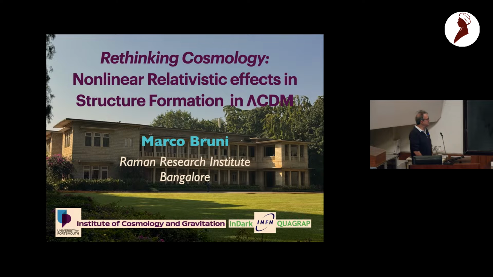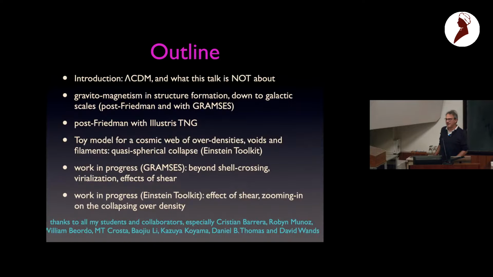Thanks to the organizers. The title I chose may be a bit misleading, so I will start by telling you what this talk is not about, and then I'll talk about gravitomagnetism in structure formation down to galactic scales with what I call a post-Friedman approach, using both a Newtonian N-body code and a GR code, which is called Gramses. Then, in this part of the talk, I will illustrate some recent work based on the Illustris simulations.